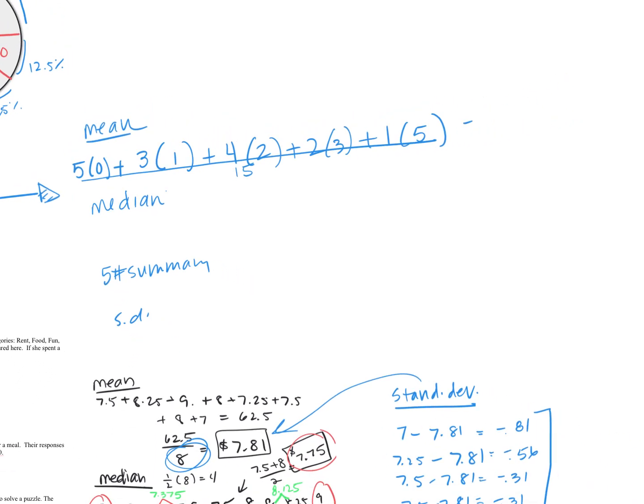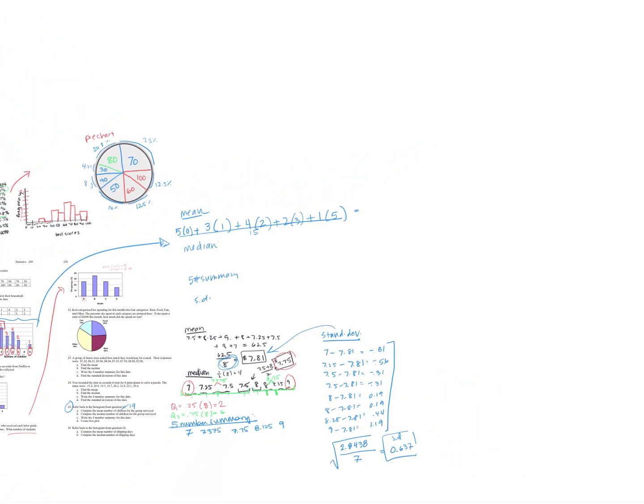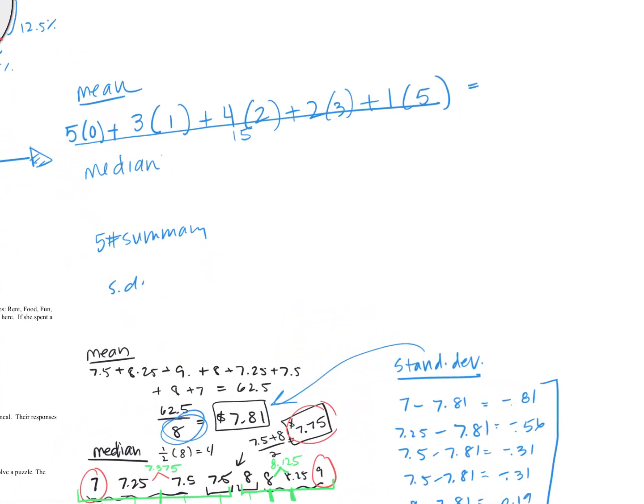So the mean, if I actually compute the top, and then divide that number by 15, it will be 22 over 15, which is equal to 1.47. So the mean number of kids is 1.47 kids. So a little less than 2 is what was average.